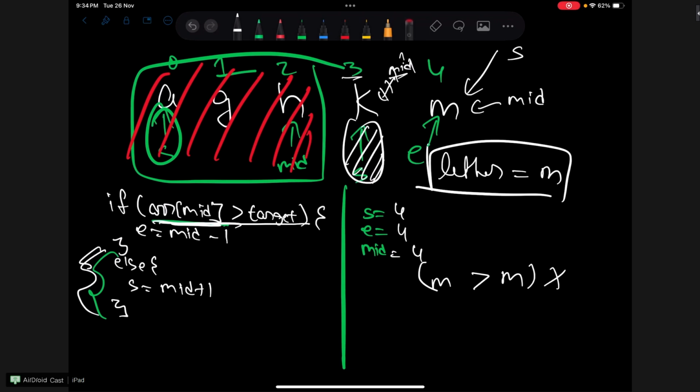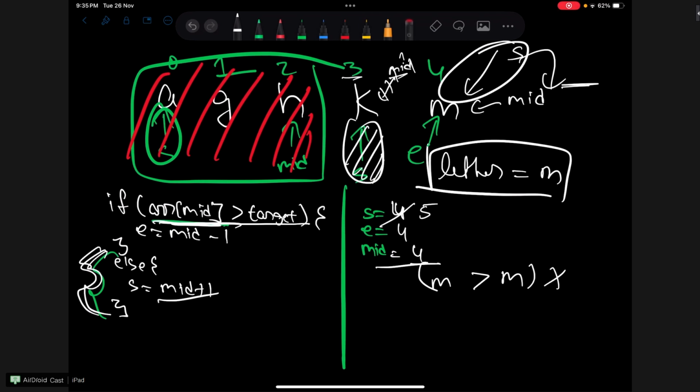Okay, so this else part will be executed again. S will be pointing to the next element, but there is no next element. So if s was 4, it will become mid plus 1. What was mid? Mid was 4, right? So s is going to become mid plus 1. Mid was 4. S is going to become 5 now. So when the condition ends, we have s as 5, e as 4, and mid as 4.